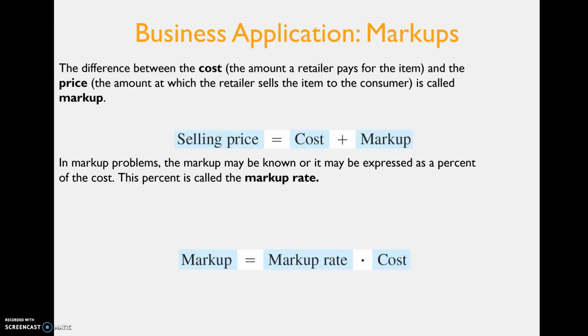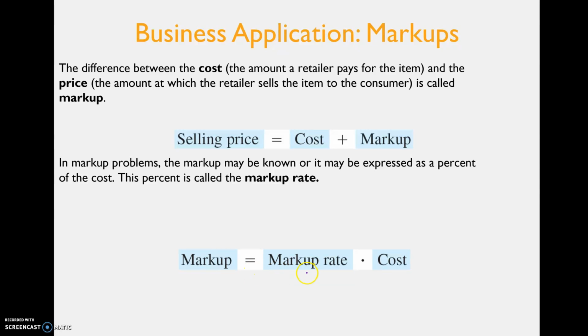All right. This is important to have in your notes. Honestly, these formulas are not all that difficult, and if you really think about it, it totally makes sense. But as we're working on it, it can be a little bit confusing. So the difference between the cost, the amount that the retailer actually pays, and the price, the amount that we pay, is called the markup. The selling price equals the cost of the item plus the markup. That makes sense. They take the amount that they spend plus the markup, and that's what they sell it for.